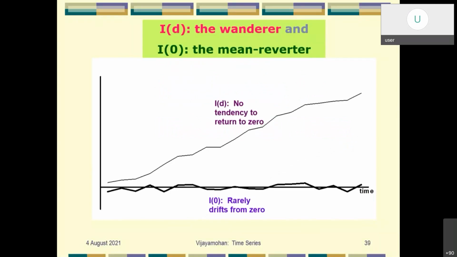Now, whenever we have an integrated process of order d, then there is no tendency to return to 0. See, there is no tendency to return to 0. But for I(0), we find that it rarely drifts from 0. It will always be mean reverting. So I(d) may be termed as a wanderer, that is going away from the mean, and the other one, I(0), our stationary process, is a mean reverter.